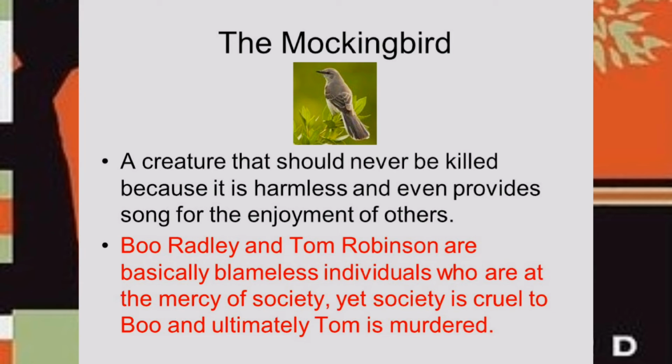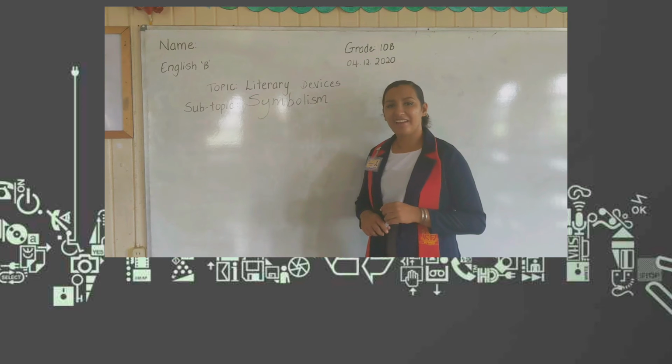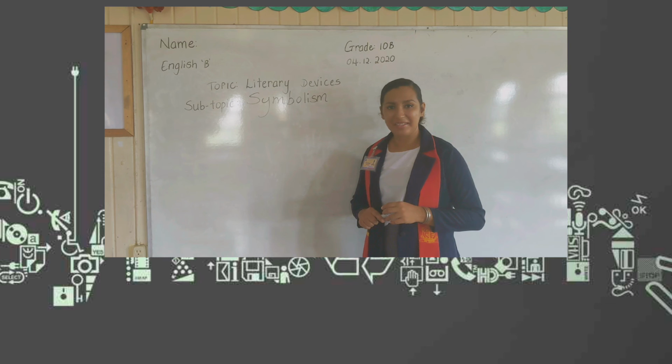So, you guys may have realized that in real life, the mockingbird is a creature that shouldn't be killed because it's quite harmless. So, in To Kill a Mockingbird, Boo Radley and Tom Robinson are basically blameless individuals, or mockingbirds, who are at the mercy of society. Boo Radley is ostracized and forever outcast from his community, while Tom Robinson is convicted wrongfully of a crime and ultimately murdered. You may have further realized that the mockingbird represents the idea of innocence. To kill a mockingbird is therefore synonymous with destroying innocence. Other characters in the story, such as Jem and Dill, can also be seen as mockingbirds. Great job, everyone! Definitely some insightful symbolism.